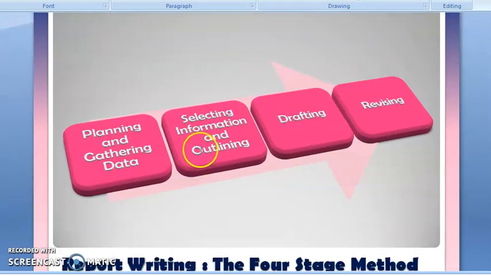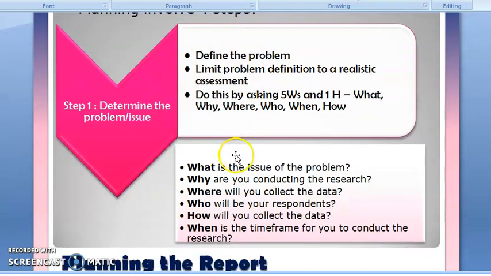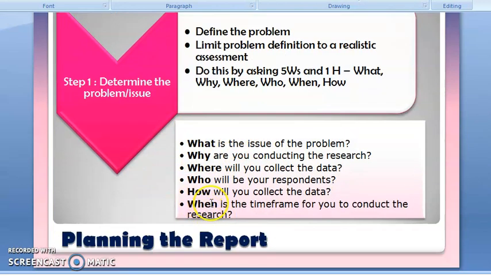Awal-awal lagi tu, you boleh tengok scroll balik, right? It's a 4 stage. Step 1, determine the planning ni melibatkan 4 steps. Define the problem, limit the problem, and then you kena tanya semua soalan ni. What, okay? Right? Ini planning lah. How? Semua detail kat sini. You can read, alright?